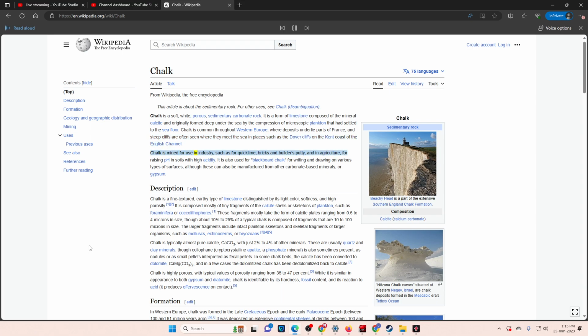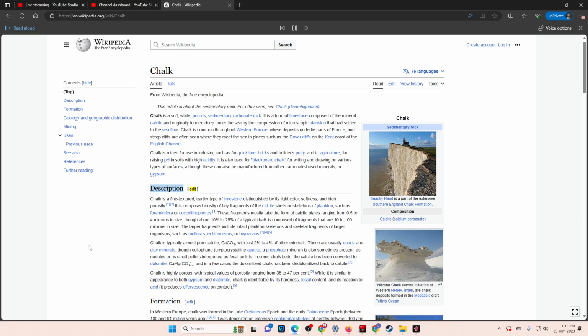Chalk is mined for use in industry, such as for quicklime, bricks and builder's putty, and in agriculture, for raising pH in soils with high acidity. It is also used for blackboard chalk for writing and drawing on various types of surfaces, although these can also be manufactured from other carbonate-based minerals, or gypsum.